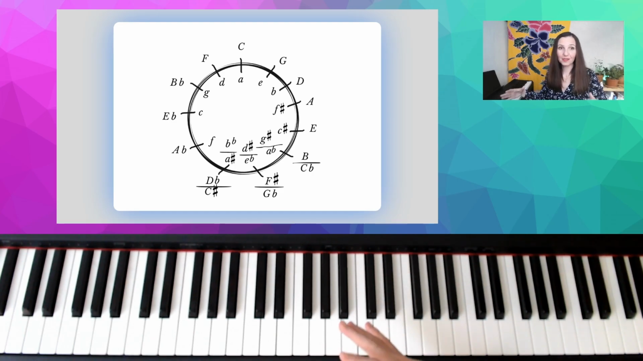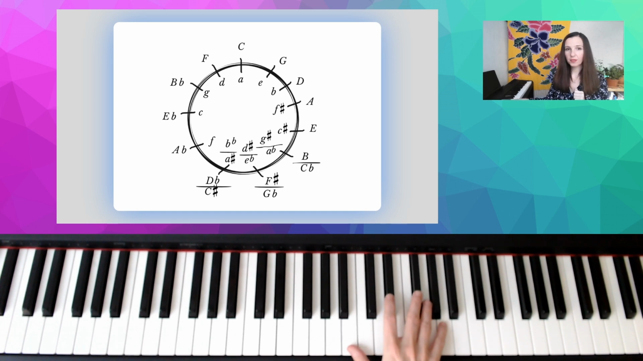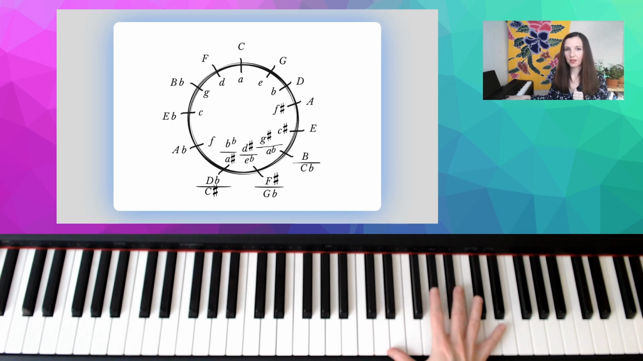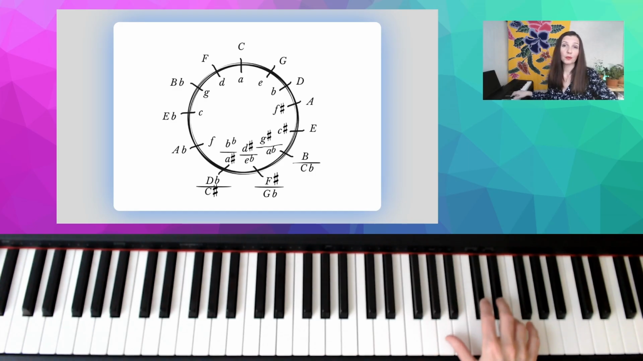And our last major for today is E major, tonic triad. Here is my dominant 7th chord. Ready? 1, 2, 3.